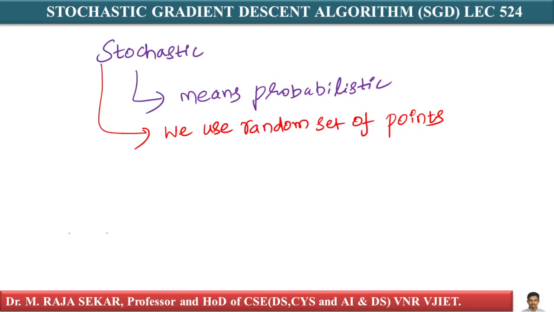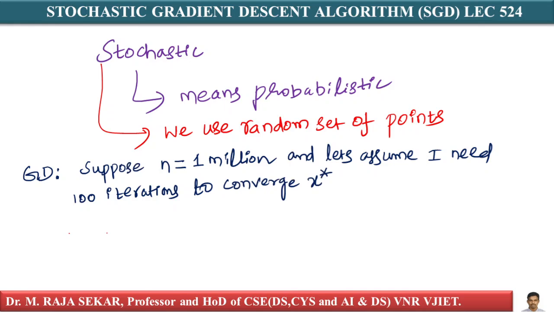Now your question could be, let's assume we are using gradient descent, and let's assume I need 100 iterations to converge or to obtain W star. Let's say n equal to 1 million, and let's assume k equal to, let me say, 1000. Yes. Let me assume k equal to 1000, and let's assume I need 100 iterations to converge to W star.